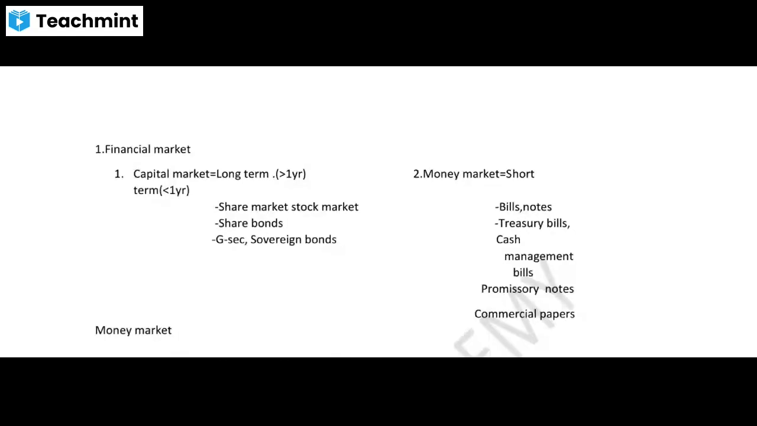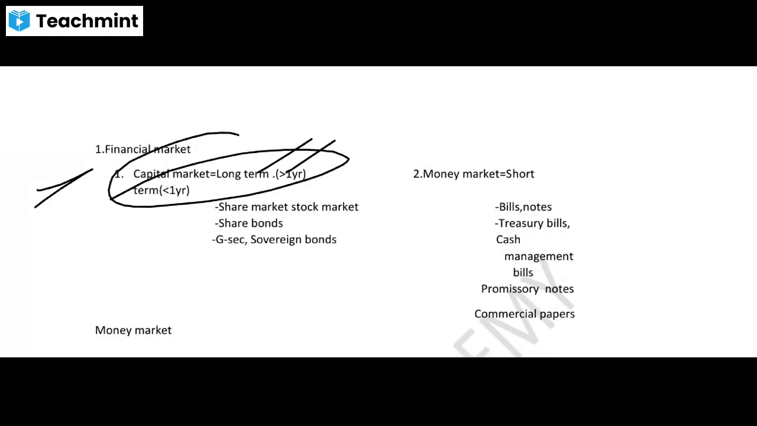See here, financial market is of two types: capital market and money market. Generally capital market is a long-term market. The maturity period for the financial transactions happening in this capital market will be long term, that is more than 1 year. And money market is short term, that is for less than 1 year.